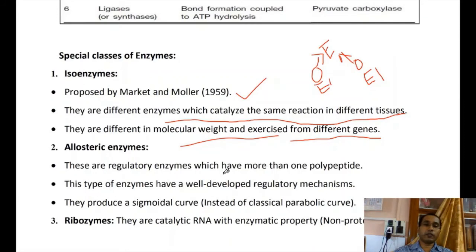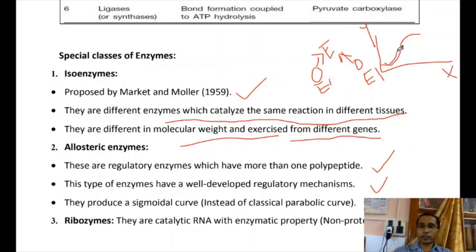Allosteric enzymes, these are the regulatory enzymes which have more than one polypeptide. Allosteric means feedback inhibition it should have. This type of enzyme has well developed regulatory mechanisms, so this is called regulatory enzymes also. They produce a sigmoidal curve. Sigmoidal curve is like this. If this is the y-axis and this is the x-axis, then it will be increasing, then plateau.